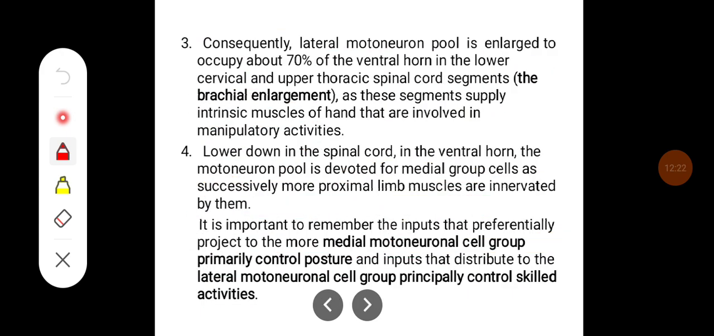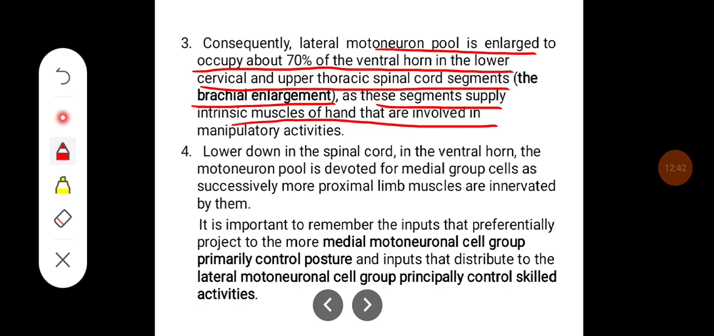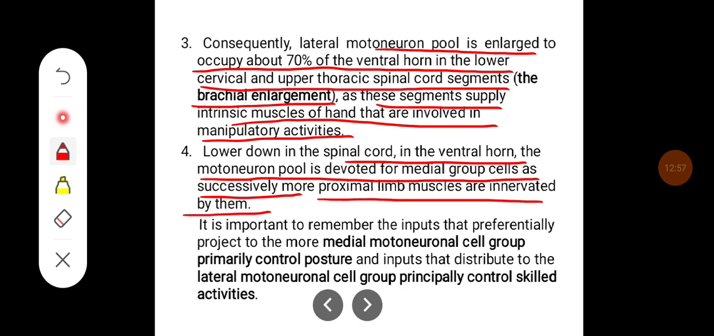Consequently, the lateral motor neuron pool is enlarged to occupy about 70% of the ventral horn in the lower cervical and upper thoracic spinal cord segments. So that is called the brachial enlargement, as these segments supply the intrinsic muscles of the hand that are involved in manipulatory activities. Low down in the spinal cord, the ventral horn motor neuron pool is devoted to the medial group cells as successively more proximal limb muscles are innervated by them.